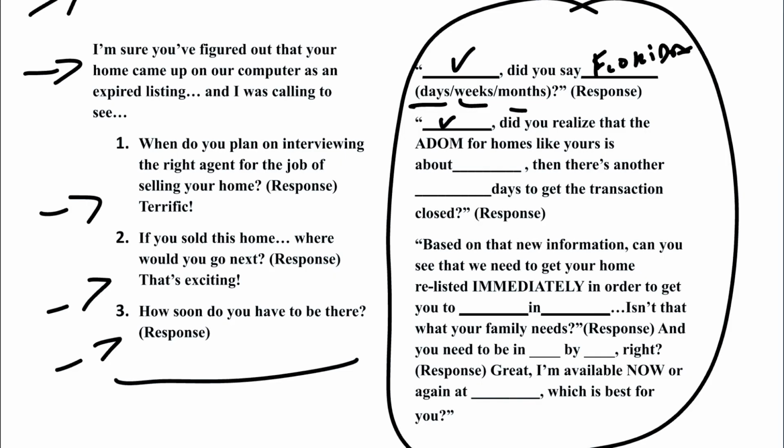Did you realize that the average days on market for homes like yours is about blank? Then there's another blank days to get the transaction closed. Based on that new information, can you see that we need to get your home relisted immediately in order to get you to blank by blank? Isn't that what your family needs? There's that tie down that we talked about earlier. And you need to be in Florida within the next 3 months. Great, I'm available now or again at 4 or tomorrow. What works best for you?